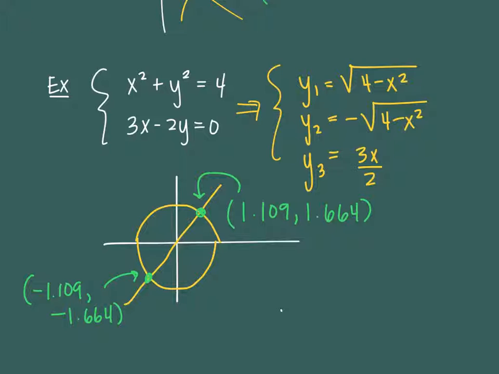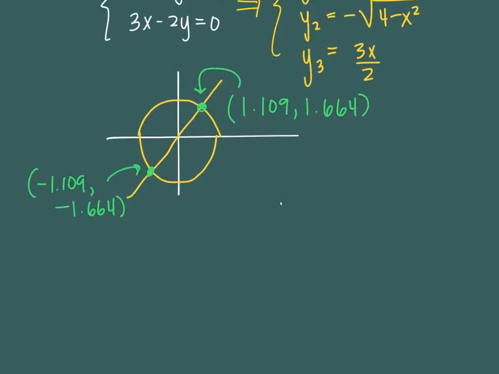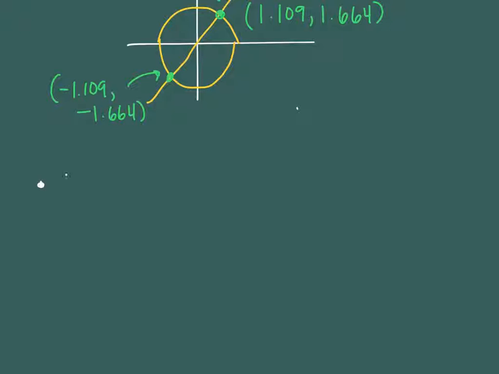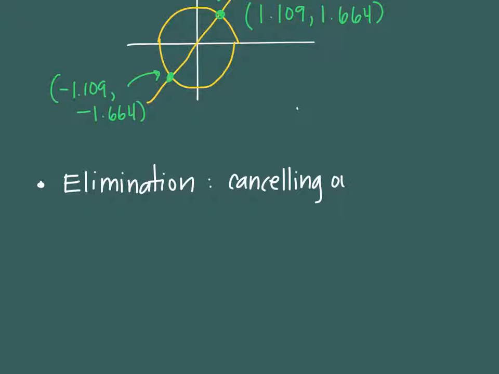Okay, then we'll go to the last method. The last method is called elimination. And elimination is canceling out a variable completely.